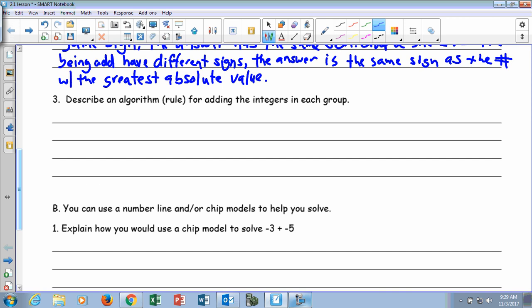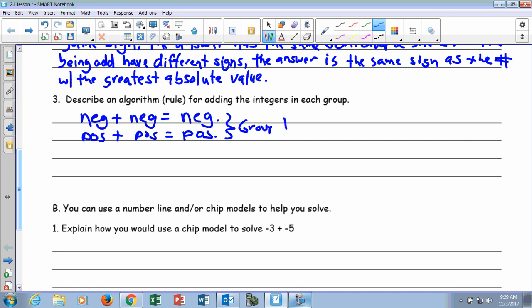Number 3. So if we come up with a formula, we got a negative plus a negative is going to equal a negative, right? And when we added a positive to a positive, that answer was positive, right? That was pretty much what we did in group 1. And again, in group 2, we were talking about the greatest absolute value, right?